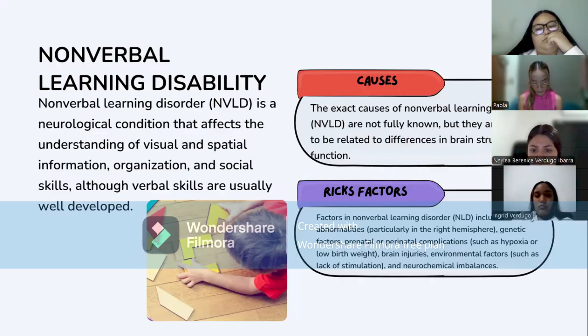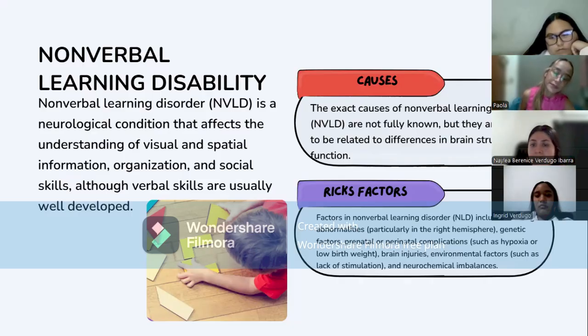Risk factors. Factors in nonverbal learning disorder include neurological abnormalities, particularly in the right hemisphere, genetic factors, prenatal or perinatal complications, such as hypoxia or low birth weight, brain injuries, environmental factors such as lack of stimulation, and neurochemical imbalance.